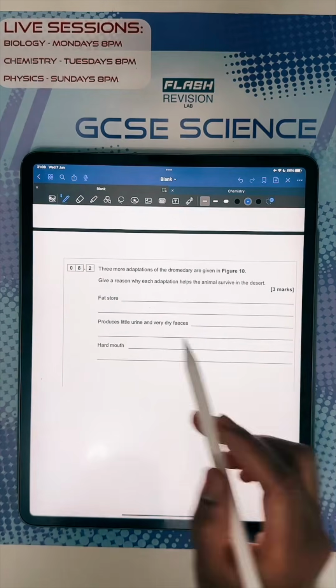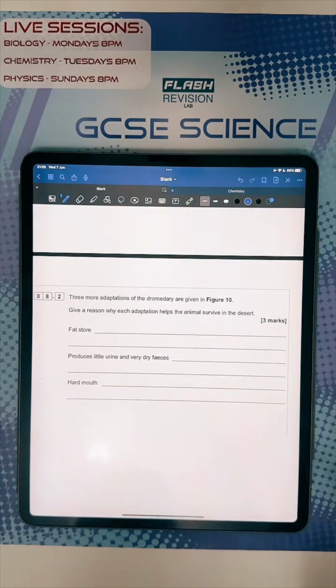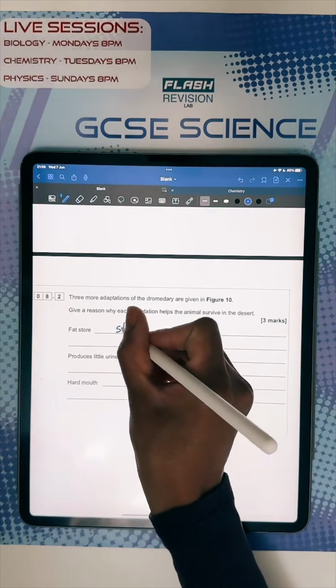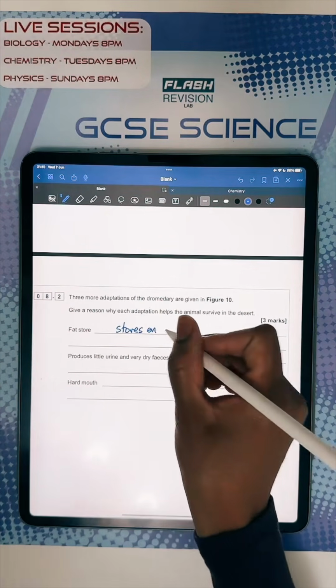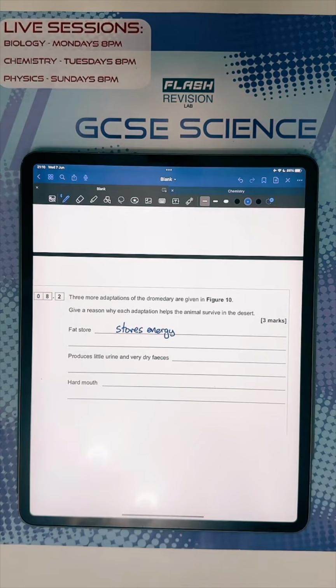3 more adaptations. Fat store, produces little urine and very dry feces, and a hard mouth. Why are those useful for the camel? So first of all, fat store, why would that be good? Yep, it stores energy. So yeah, in a desert, there's very little food, so it needs to store energy for later.